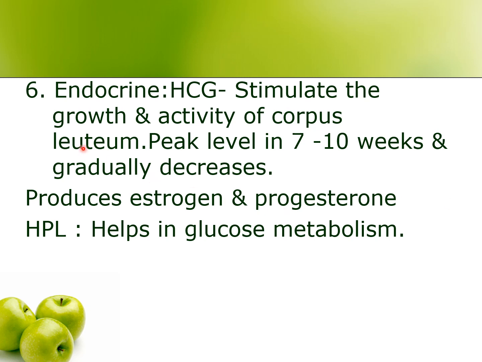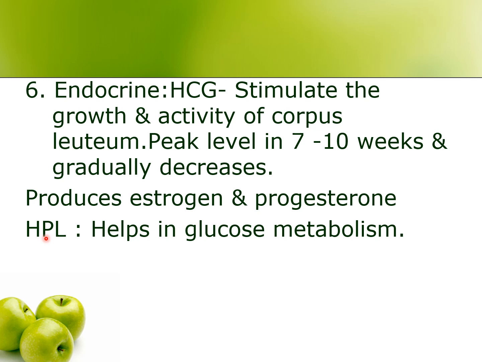And next is the endocrine function of the placenta. It produces human chorionic gonadotropic hormone, that is HCG. It stimulates the growth and activity of the corpus luteum during pregnancy, and this corpus luteum helps in the maintenance of the pregnancy. The peak level of HCG you can see between 7 to 10 weeks of pregnancy, and gradually towards the end of pregnancy it will start to decrease. It produces estrogen and progesterone also, and another main hormone, human placental lactogen, HPL.